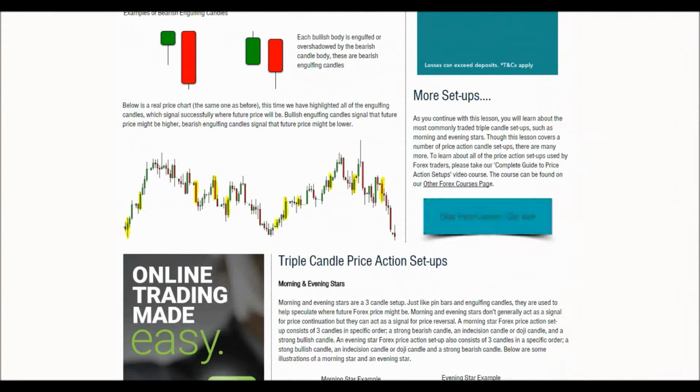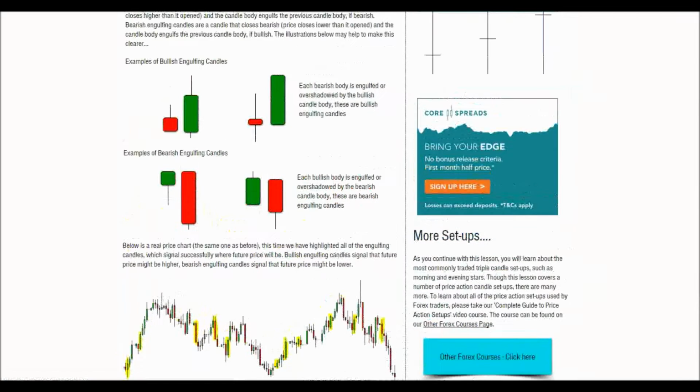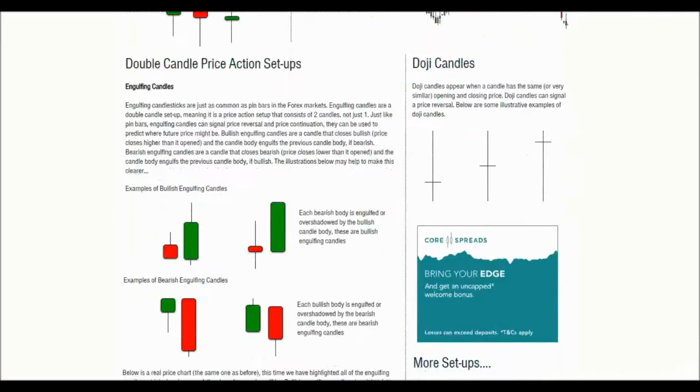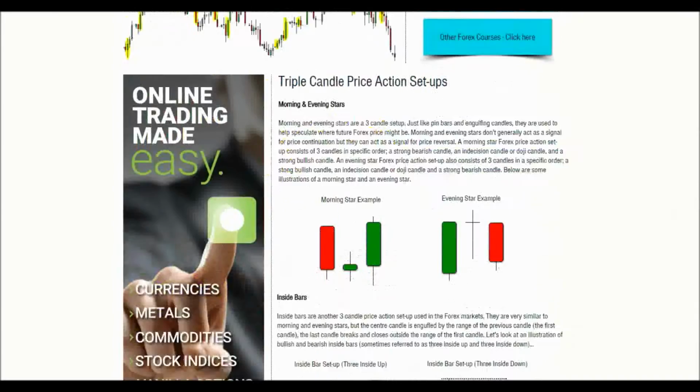There will be courses here. If you click on this button, that will take you to more setups and perhaps spend more time on engulfing candles and pin bars and the other setups that I've gone through in this video.